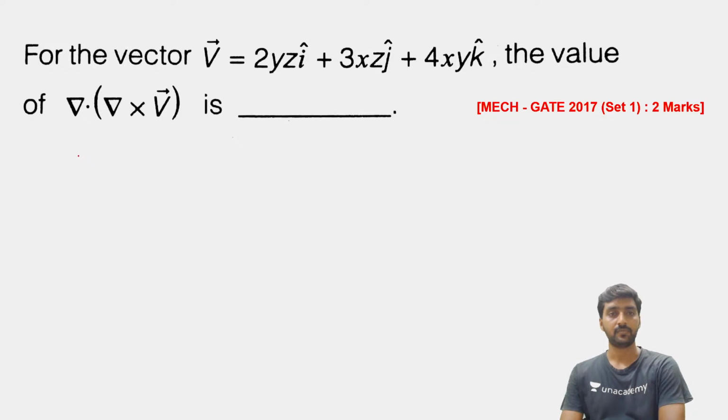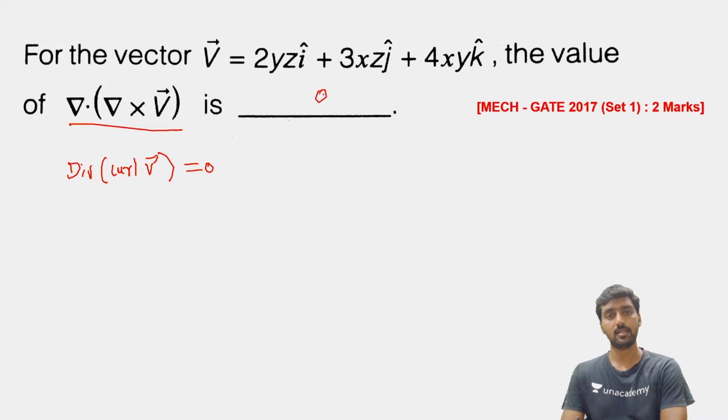Okay, here what will be the value? Here also it's a divergence of curl of vector v, it's equal to 0. Directly it's not necessary to discuss. Solution is equal to 0.